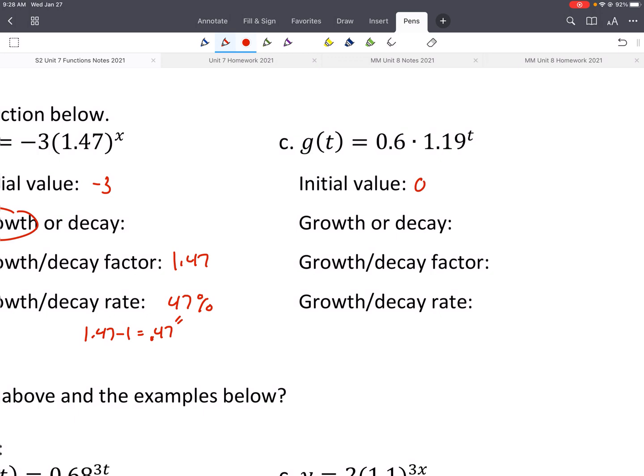Okay, initial value here is 0.6. It is growth. Its factor is 1.19. And then its rate, again, is the difference from 1. So we'll do 1.19 minus 1 equals 0.19, or 19%.